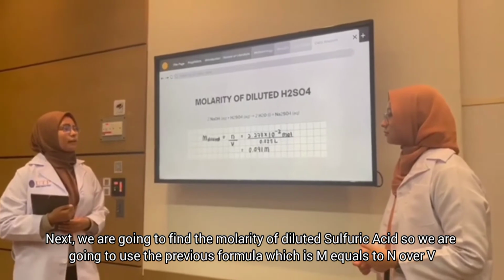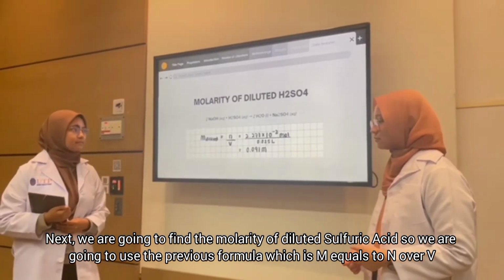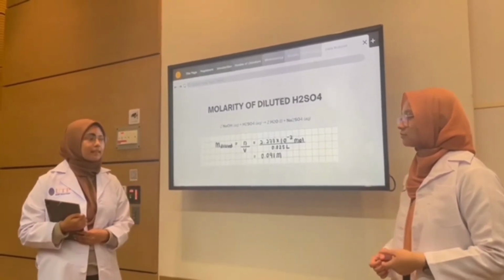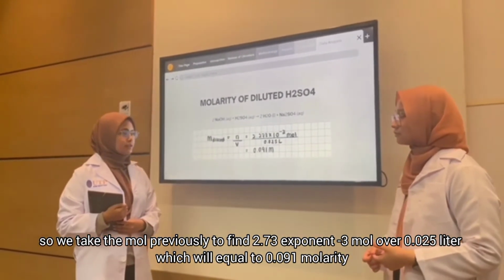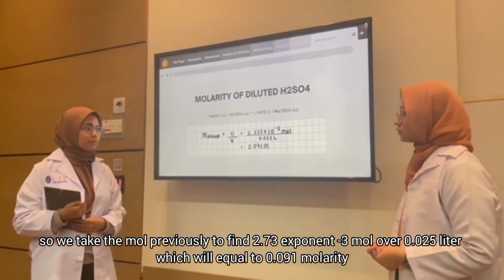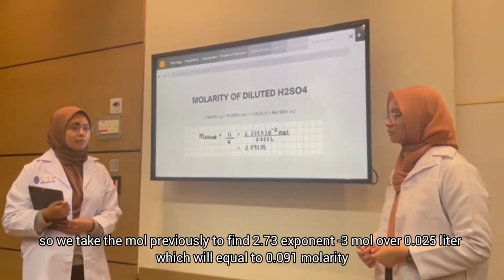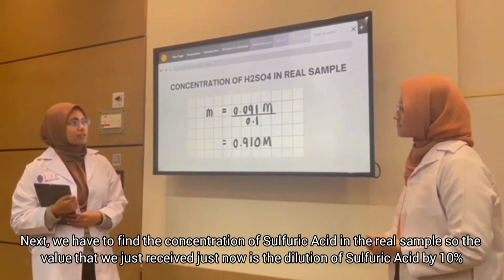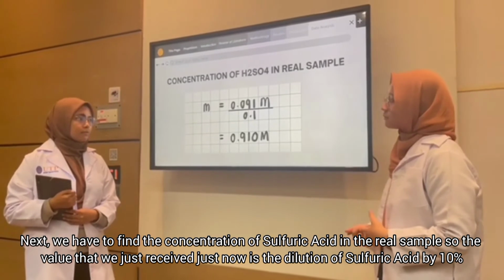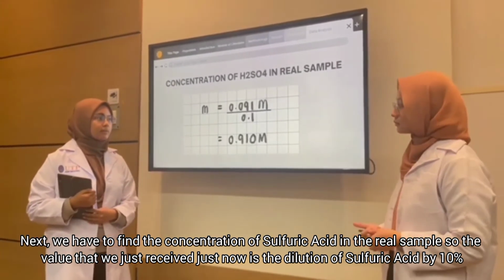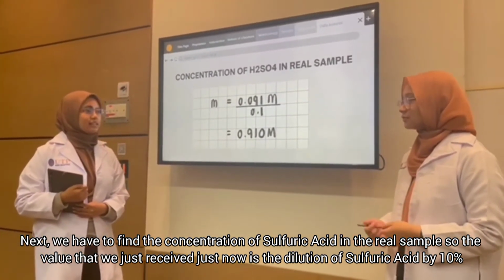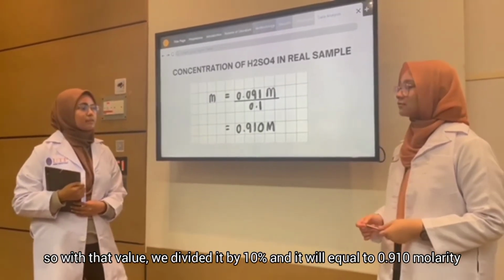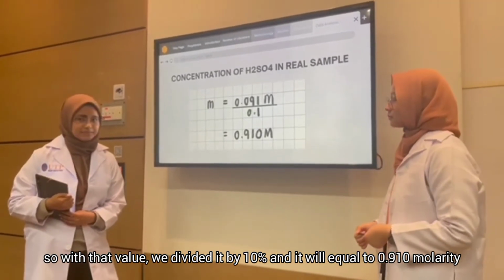Next, we are going to find the molarity of the diluted sulfuric acid. We use the previous formula, M equals N over V. We take the moles from before, 2.273 exponent negative 3 mole, over 0.025 liter, which equals 0.091 molarity. Next, we have to find the concentration of sulfuric acid in the real sample. The value we received just now is the dilution of sulfuric acid by 10%, so we divide it by 10% and it equals 0.910 molarity.